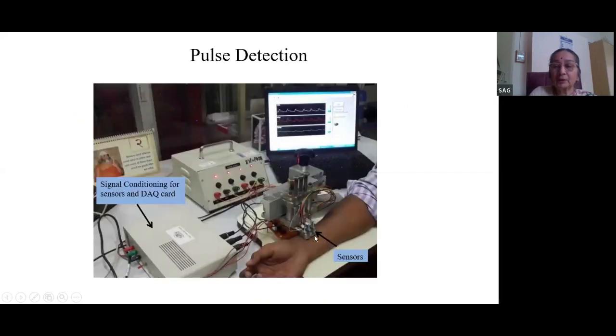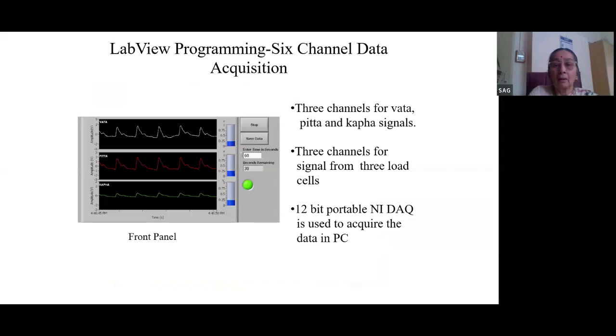So we put it on the wrist of the person with all these load cells. This is our signal conditioning system and a DAC card, and the output was seen on your TV screen or your laptop. This is the power supply for it. So this is the 3-channel data acquisition system.